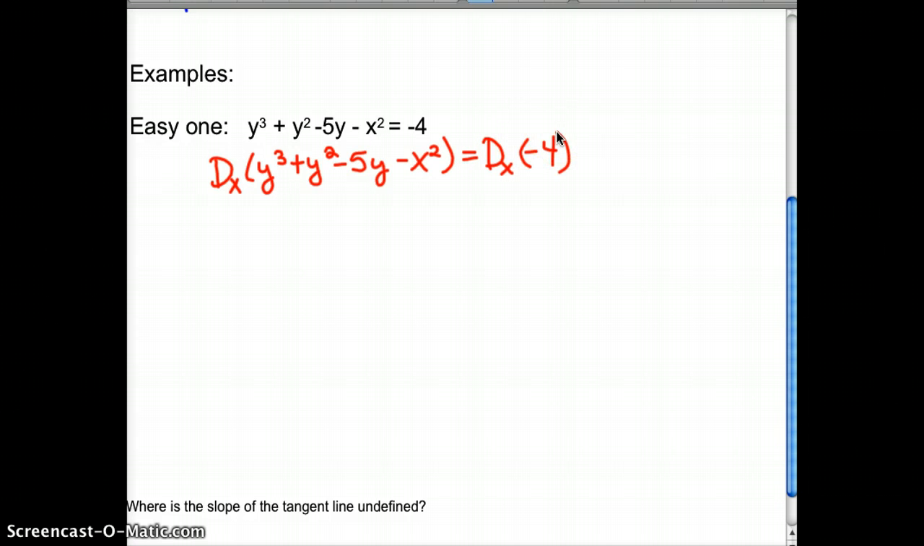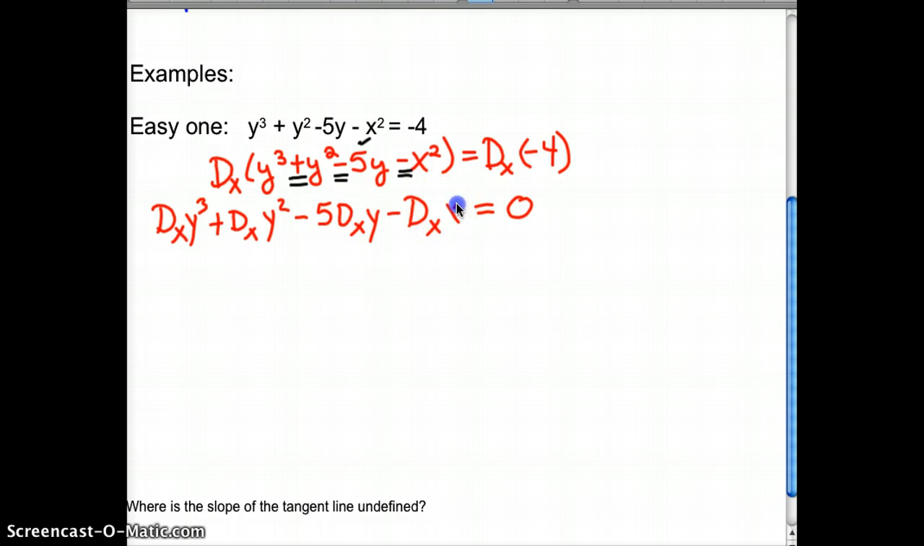And then step 2, where I wrote all differentiation rules apply, this is what I mean by that. We know that the derivative of a constant is 0. We also know that we can break up sums and differences. We also know that constants come out front. So on the left-hand side I'm going to break it up into the derivative with respect to x of y cubed plus the derivative with respect to x of y squared, where y is considered some function of x, minus 5, and I can pull that constant out front. And then lastly, the derivative with respect to x of x squared.